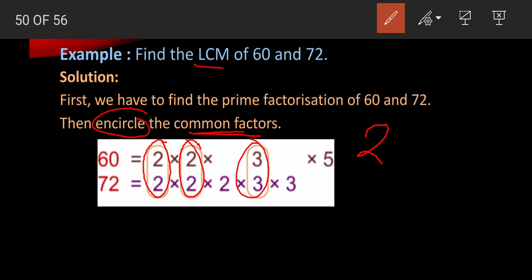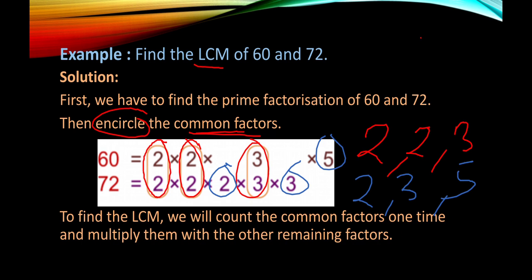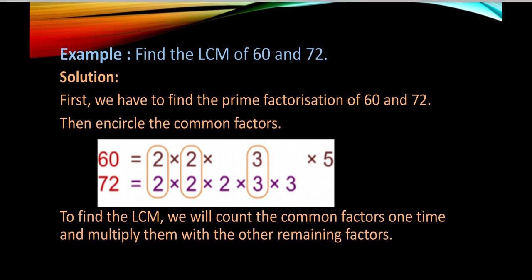First we write 2, 2 and 3, and then we multiply the factors which remain single, that is 2, 3 and 5. To find the LCM, we count the common factors one time, these three, and multiply them with the other remaining factors, that is 2, 3 and 5.